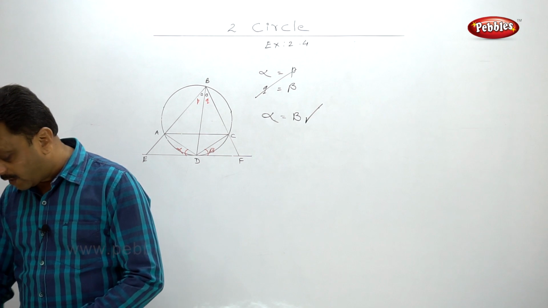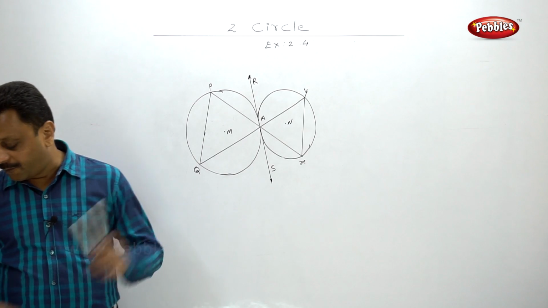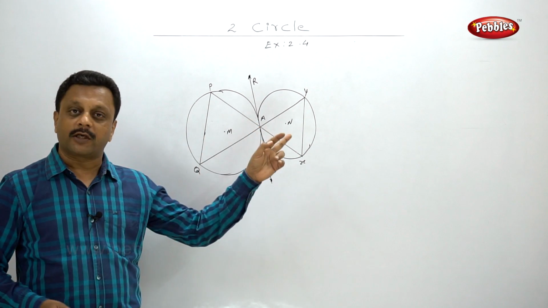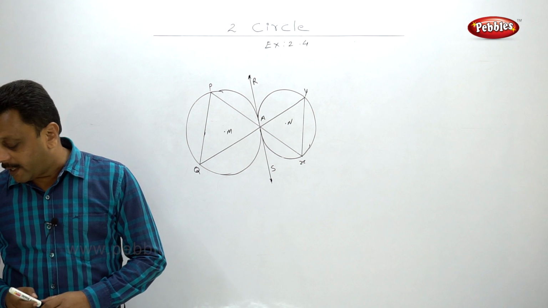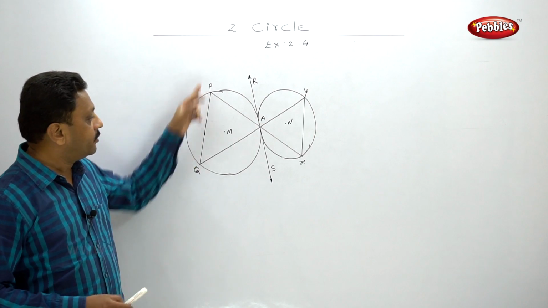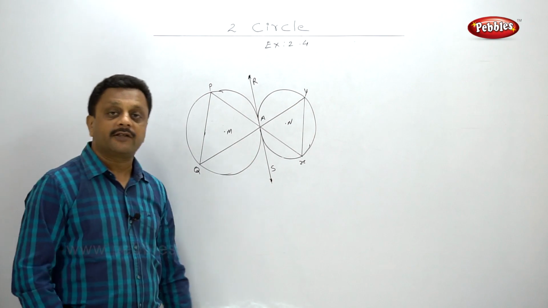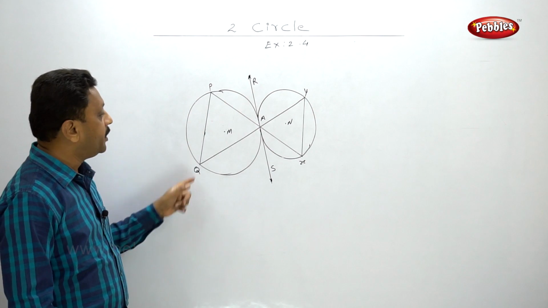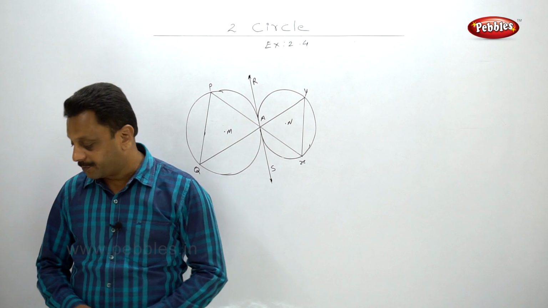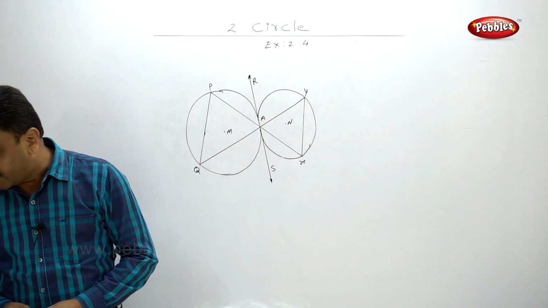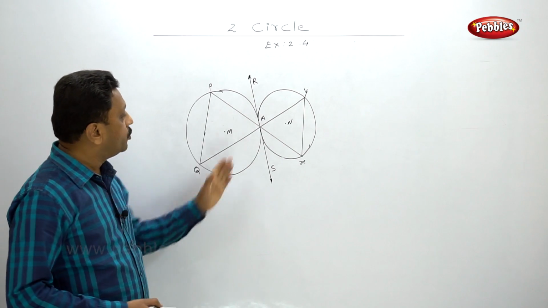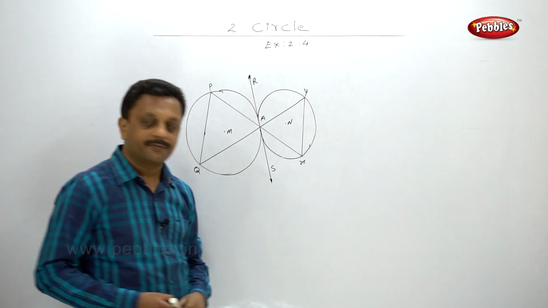Now let us go ahead to the fifth example. In the figure given, suppose two circles are touching at A. At this point, these two circles are touching. Through A, two lines are drawn intersecting one circle in P and Q. These two lines are drawn intersecting the circle with center M in P and Q, and the circle with center N in X and Y. Prove that PQ is parallel to XY. We have to prove that this PQ is parallel to XY.